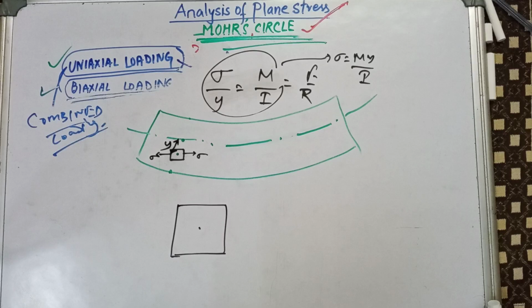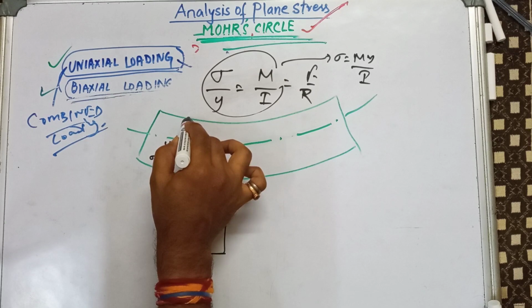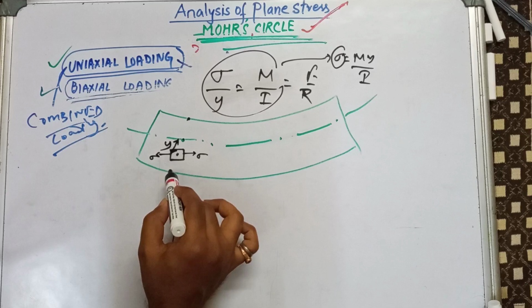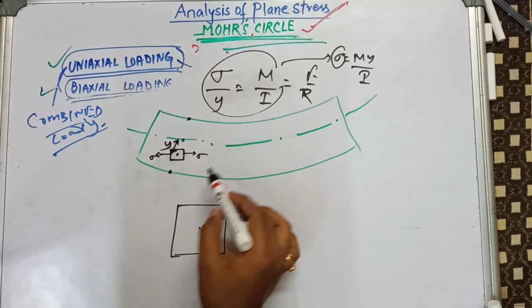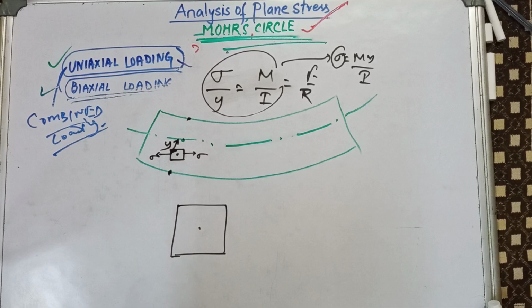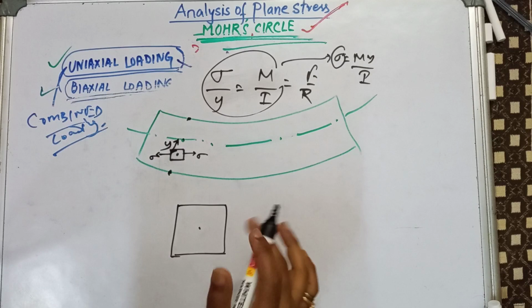Now, what is M? M is the bending moment at this point. Bending moment at this point, this point, this point, this point will be the same. But sigma will be different because y values will change. So sigma will be maximum over here and here. Here it will be the maximum compressive stress, and sigma here will be maximum because it will be maximum tensile stress. Moment of inertia is also the same. So I can say that sigma is equal to M y by I. So there will be a bending stress due to this bending moment.